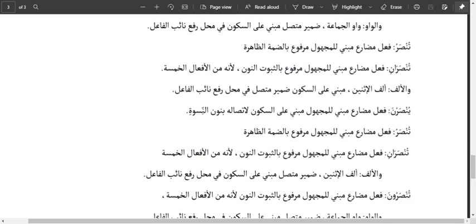Then we have ينصرنا. So this is فعل مضارع مبني للمجهول مبني على السكون, because of لاتصاله بالنون. And we know that when these verbs are connected to nun niswa, they are always مبني على السكون. So then we do the analysis of nun niswa. We say nun niswa ضمير متصل مبني على الفتح في محل رفع.